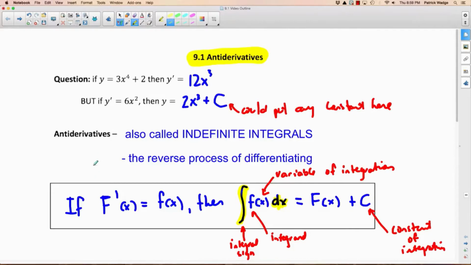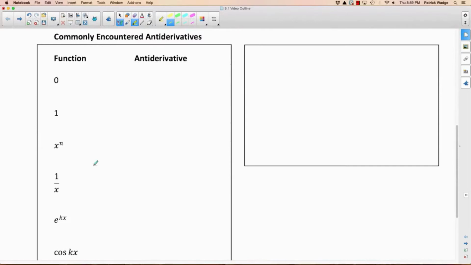Okay, let's move on. So some commonly encountered antiderivatives. If you had the function 0, what would be the antiderivative? In other words, you know this already. What sort of function, when you take the derivative of it, do you get 0? Well, we already talked about that: when you take the derivative of any constant. So a function of 0 has an antiderivative that's a constant. What if you have a function of 1? Well, what do you have to take the derivative of to get 1? You take the derivative of x. So the antiderivative of 1 is x.